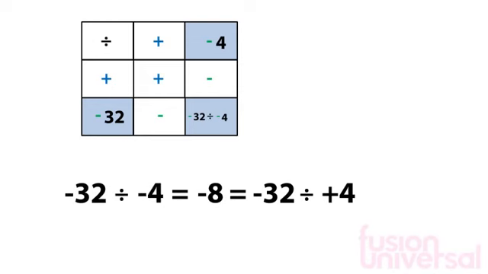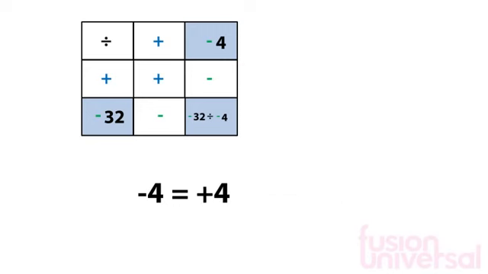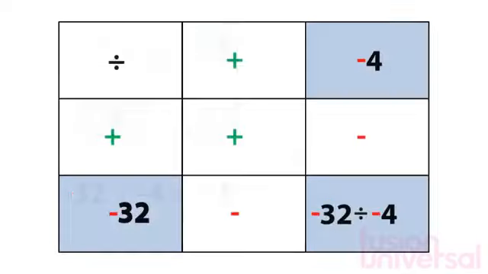But that would mean that these two calculations would give the same result, which would mean that negative 4 was the same as positive 4, which it isn't. So what could we have instead as the answer? The only other option is for the answer to be positive 8, which means that our pattern is completed.